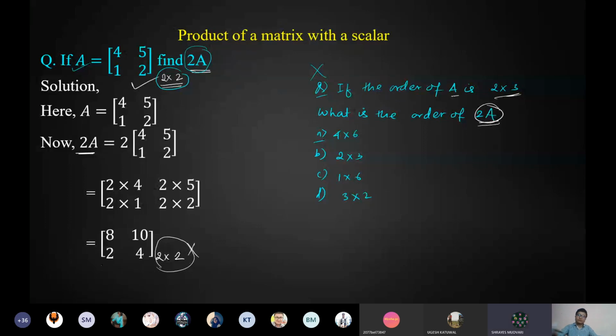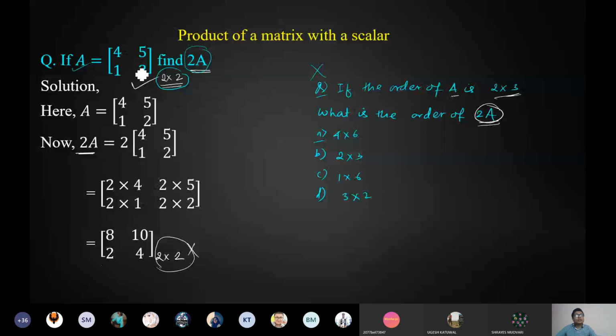A equals 2 into 3. These are the 4 different options you can see from there. The answer is already there. Just choose the right answer. 4 into 6. No, brother, no. Okay, I think you didn't pay attention there.